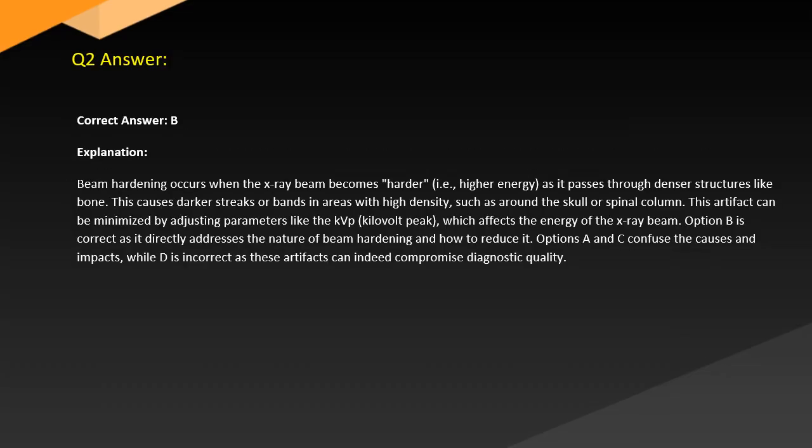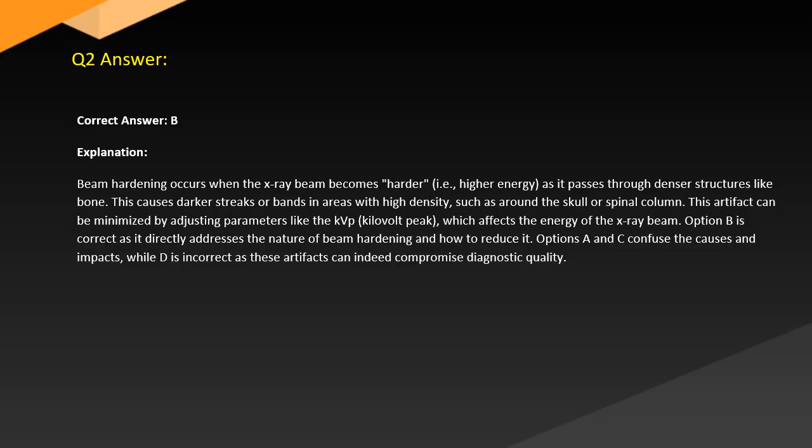Answer. Correct answer: B. Explanation. Beam hardening occurs when the X-ray beam becomes harder, i.e. higher energy, as it passes through denser structures like bone. This causes darker streaks or bands in areas with high density, such as around the skull or spinal column.